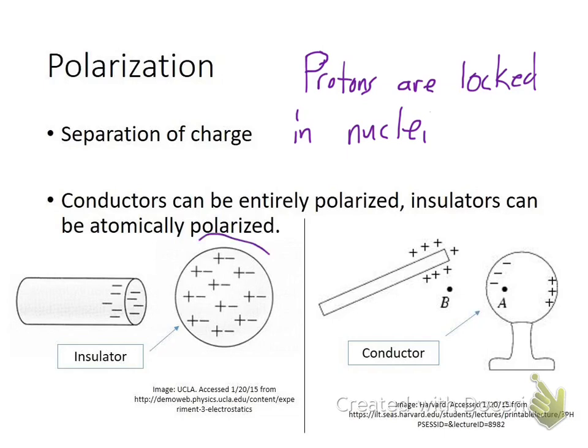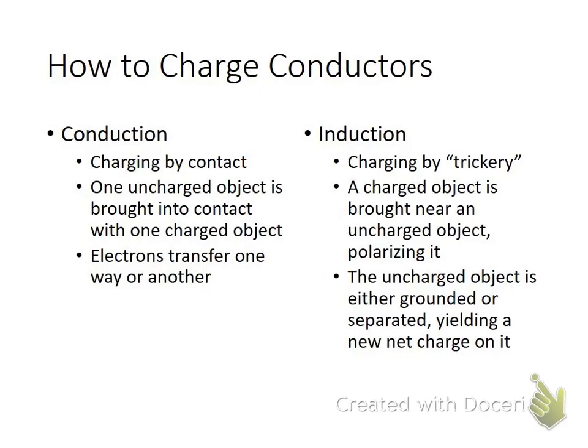Meanwhile, insulators can be atomically polarized. While electrons are not free to move to the far side of an insulator, they're free to move to the far side of their little atoms. This is why when you stuck the meter stick on the corner of the table, charged up a Teflon rod, the meter stick swiveled toward the rod. This was because the little atoms in the meter stick were getting polarized with the opposite sign charge closer than the like sign charge of the rod. Because it was a little bit closer, it was attracted.